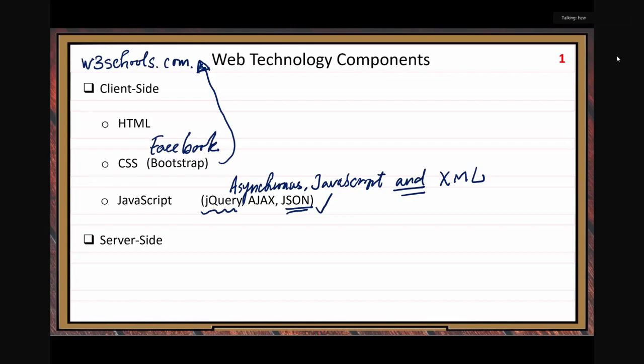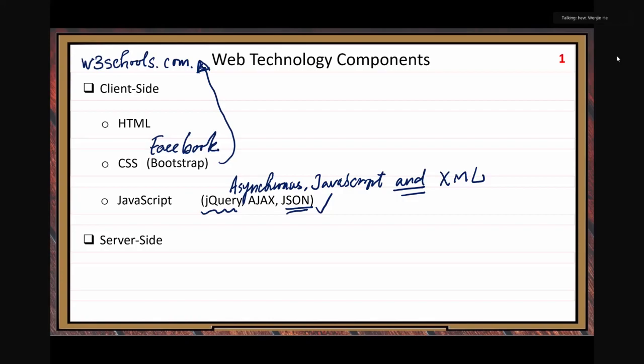But when AJAX technology was created, at the beginning of 2000, early 2000, XML was relatively new at that time. And here, you can still see something related to XML still used.